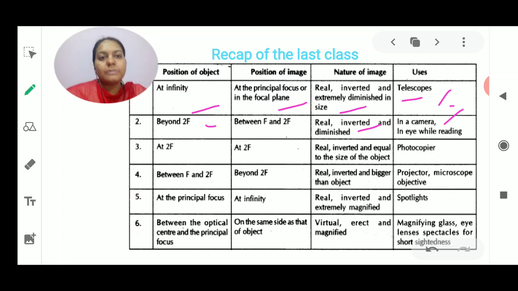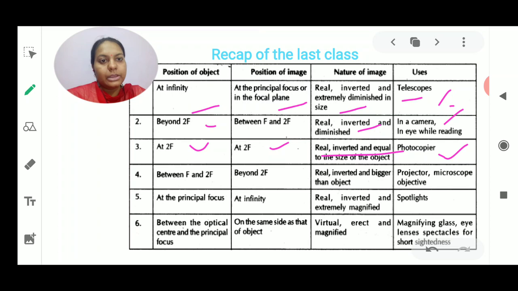Fine. Next, if the object is present at 2f, then what happens? The image position will be at 2f, at the center of curvature, as we have seen in the reflection case also, where a real, inverted and equal-sized image is obtained. It is helpful in the photocopier machine, where we can see in Xerox machines the lenses are used to copy and scan the things kept on the screen.